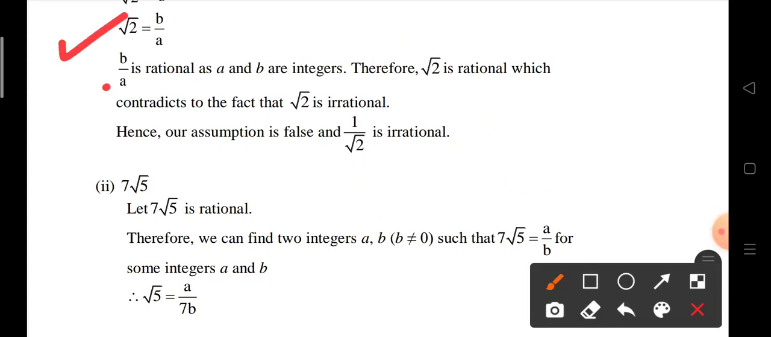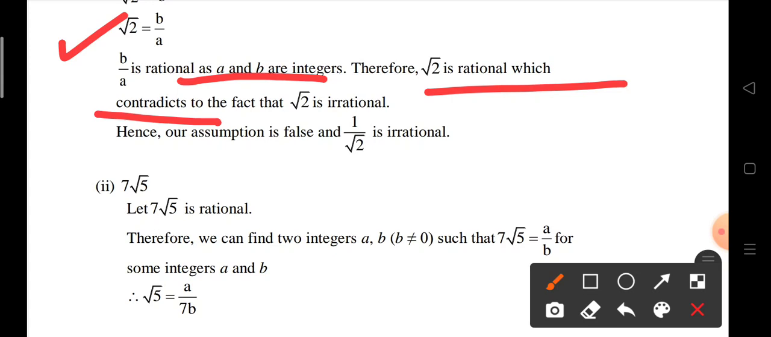Now b upon a is a rational number, and a and b are integers. So we can say that root 2 is a rational number, which contradicts the fact that root 2 is irrational. So our assumption is again wrong, that 1 upon root 2 is a rational number. So it is not rational, it is irrational.